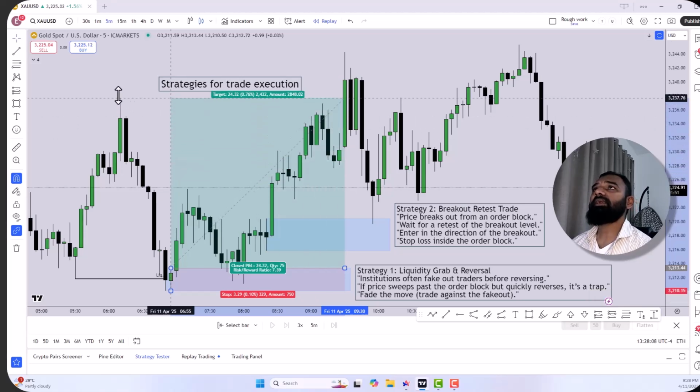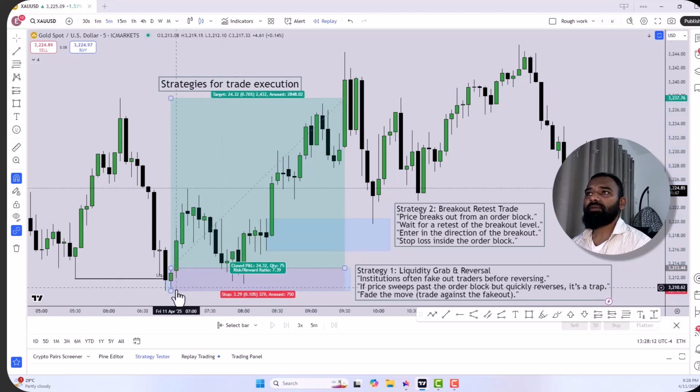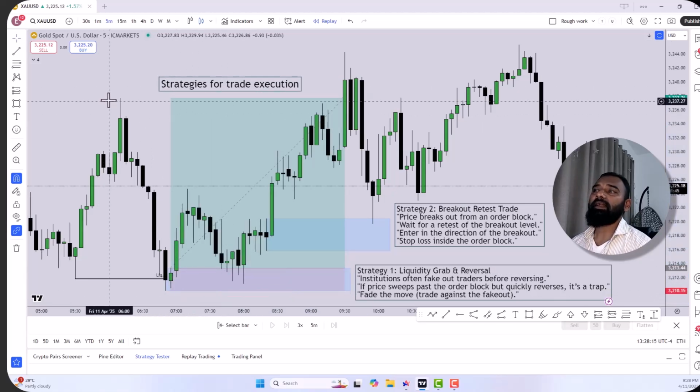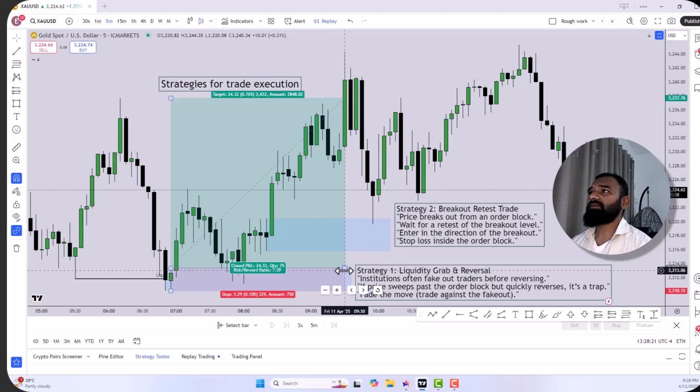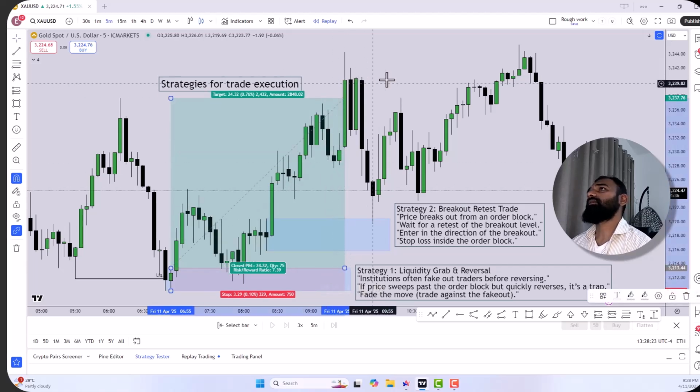So this is one strategy. Entering on this particular order block, stop loss is here and your take profit up to the next liquidity level. So this is one buy trade.